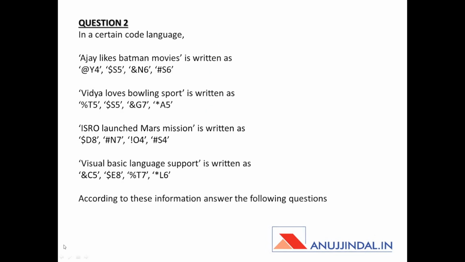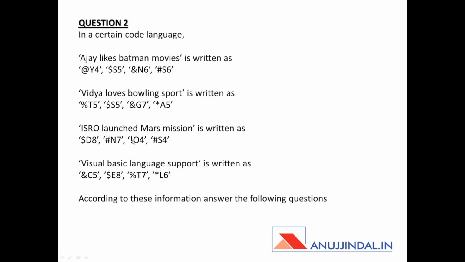Now question number 2 says, in a certain code language, Ajay likes Batman movies is written as at the rate Y4, dollar sign 5 S5 and N6, hashtag S6. So there are 4 words given, that is Ajay likes Batman movies, and 4 signs or codes are given here. So we don't know which code stands for which word. Similarly, Vidya loves bowling sport is written as this. Four codes are given and there are 4 words. So again we don't know which code stands for which word.